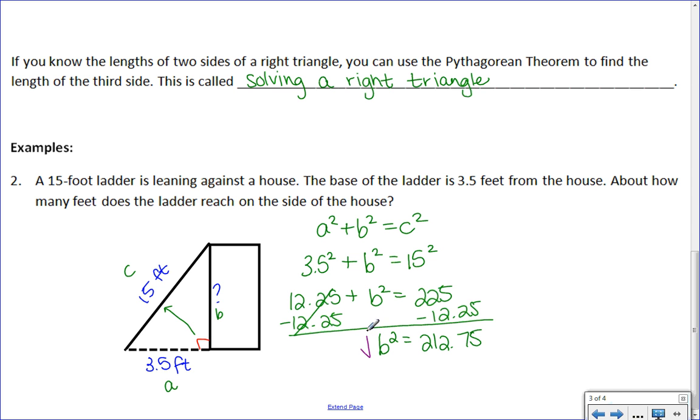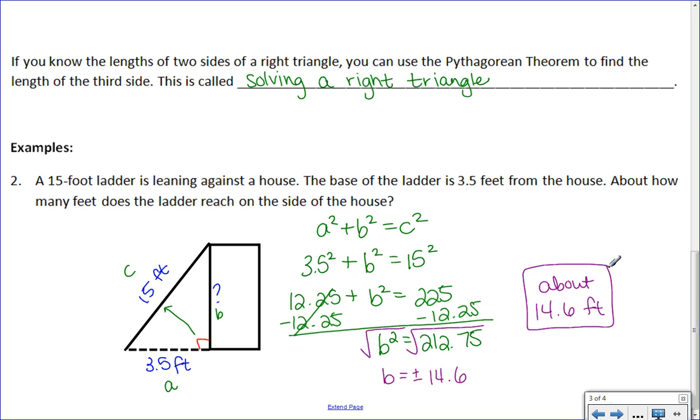the square root of both sides. So we'll end up with just b is equal to positive or negative, and we take the square root of 212.75, and it's approximately 14.6. Now again, because we're talking about an actual height on the building, or on the house, it can't be negative, so when we answer the question, we take just the positive solution here, and we say that it will reach 14.6 feet. About 14.6 feet.